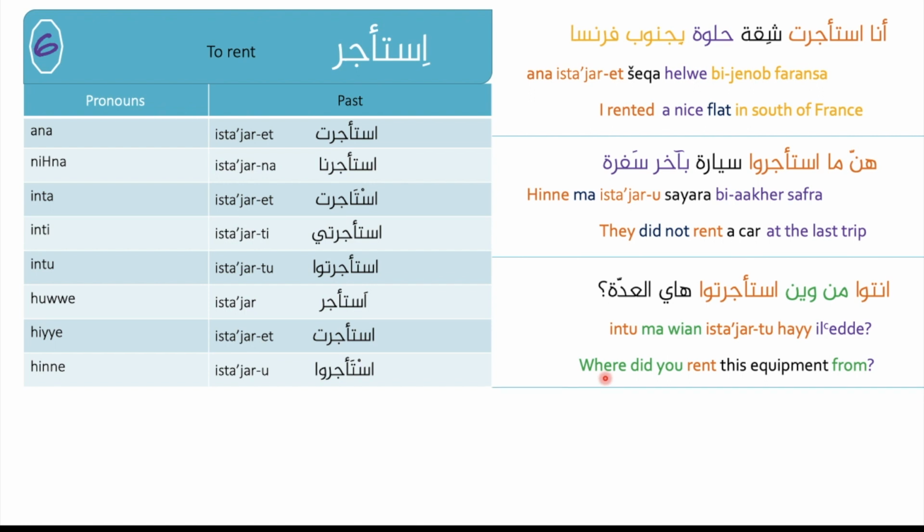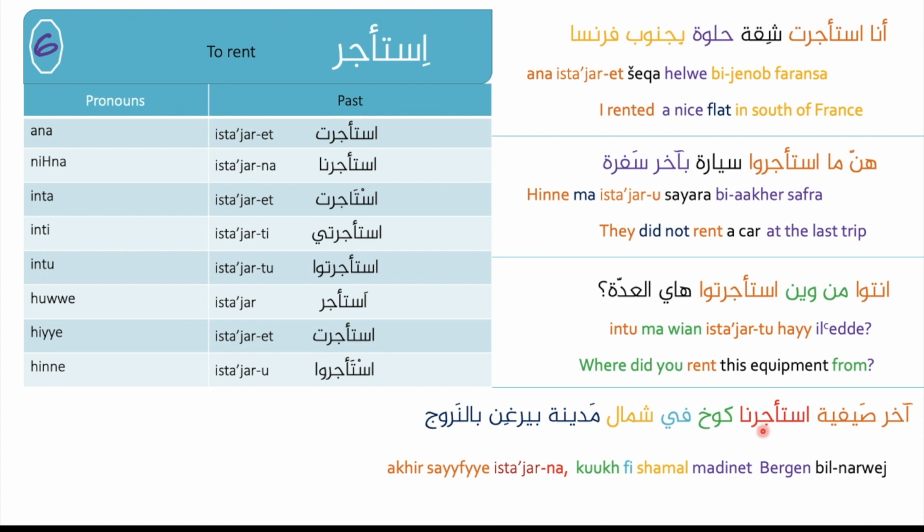Our fourth and final example, we've got آخر صيفية, the last summer, استأجرنا كوخ, which means a cottage, في شمال مدينة برغن, برغن بالنرويج, in Norway. آخر صيفية استأجرنا كوخ في شمال مدينة برغن بالنرويج.